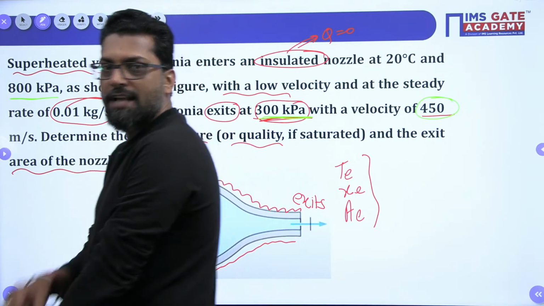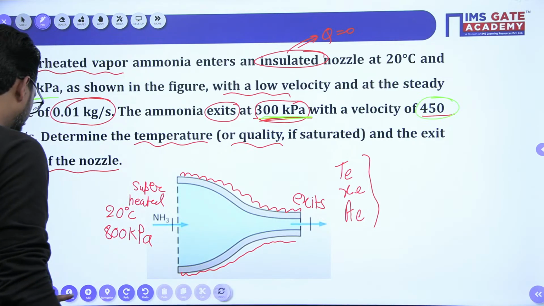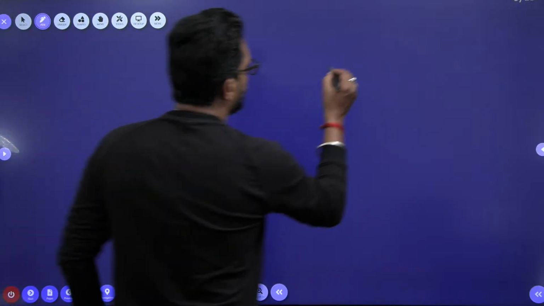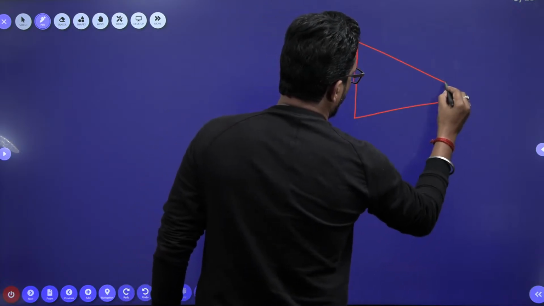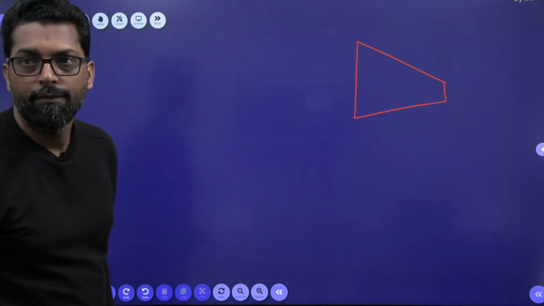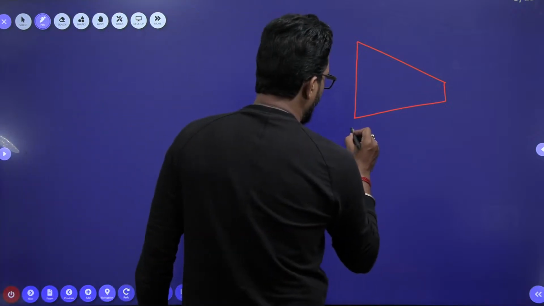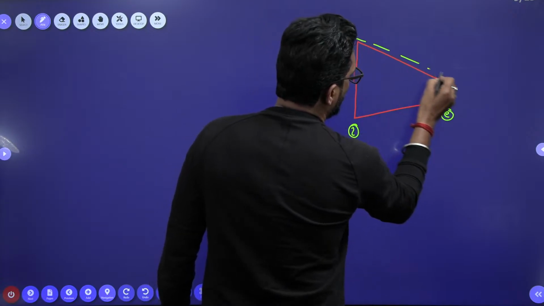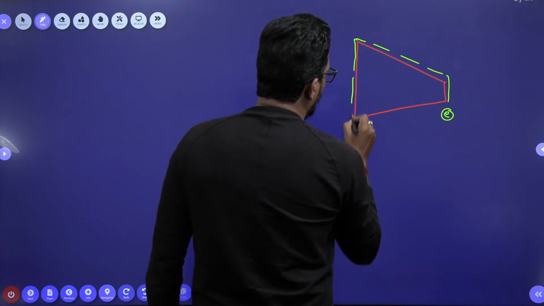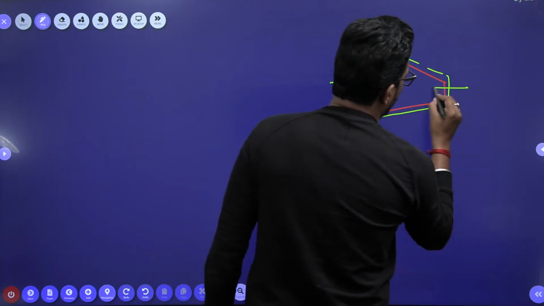Okay, now we have to start this one. This will be a little bit of a good problem. So, start. This is your nozzle. This is the inlet condition, and this is the exit condition. This is our control volume. This is in and this is exit.